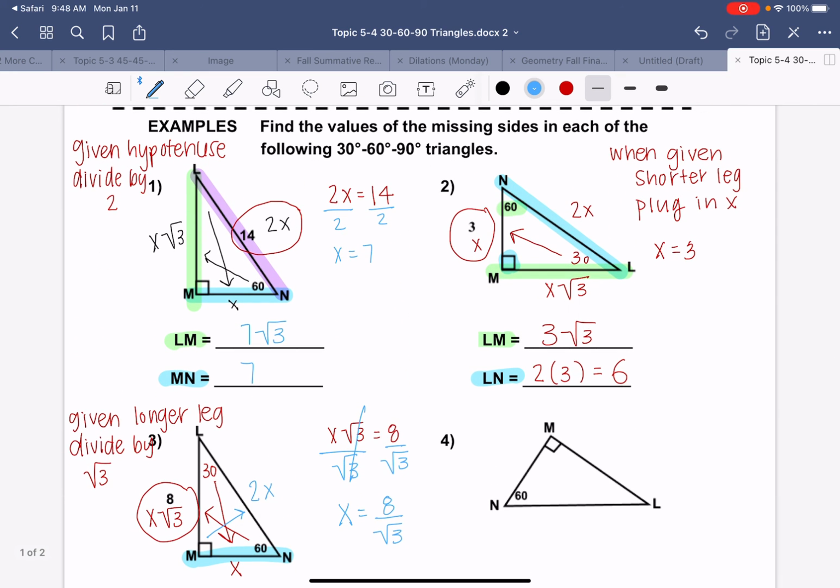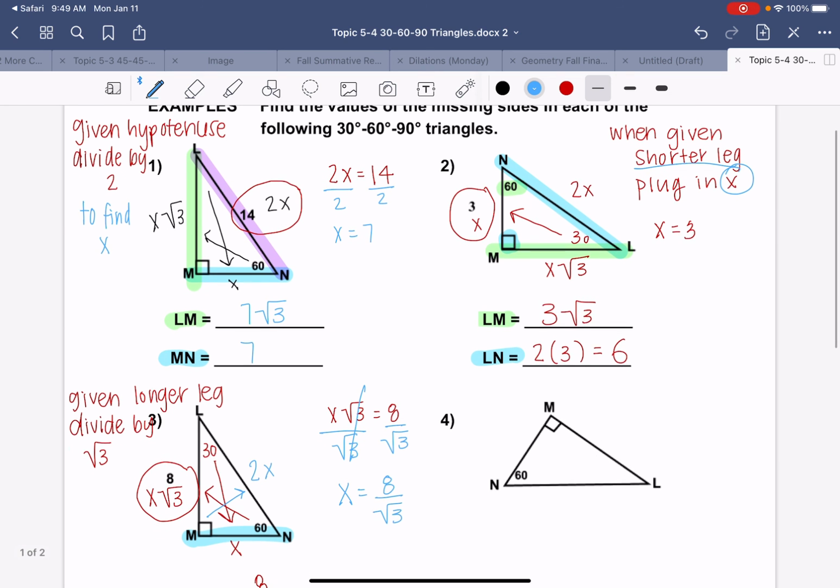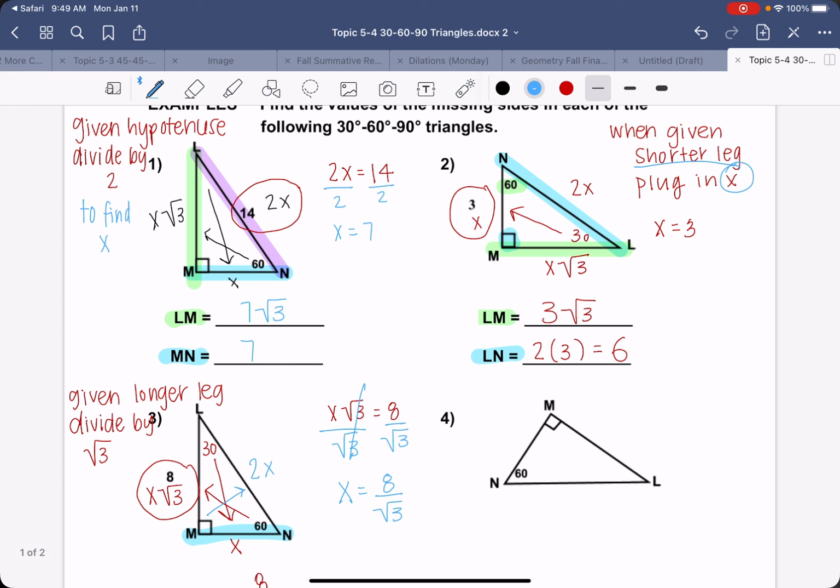When given the hypotenuse, you'll divide by 2 to find x. When given the shorter leg, just plug in x because you already have x. But when given the longer leg, you're going to divide by the square root of 3 to find x. We always want to find x, because if we find x, we are one step closer to solving for the value of both sides that are missing.